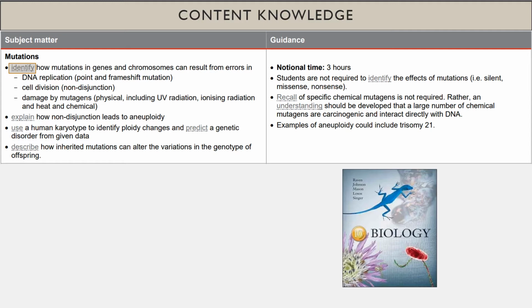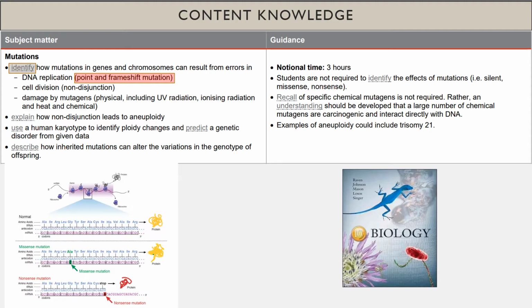So firstly, mutations that occur within DNA replication, there are two types, point and frameshift mutation. For the point mutations, there are two subcategories. So you've got the missense mutation, which is swapping out one base for another base, causing the mutation.